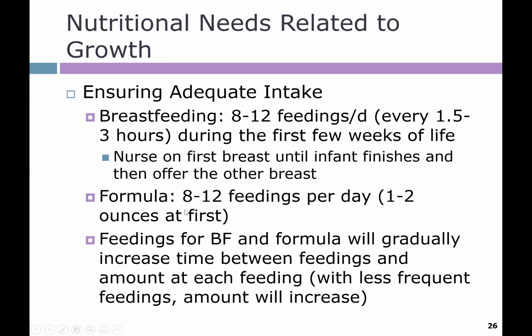Similarly, if a baby's drinking formula, 8 to 12 feedings per day in the beginning too is common, and that will be about 1 to 2 ounces at first. Then the ounces will gradually increase around 6 to 12 months. Usually babies are taking in about 4 to 6 ounces in a bottle, 4 to 6 times per day. Feedings for breastfeeding and formula do gradually increase the time in between feedings. And with that, the amount. So moms can feed less throughout the day because the babies can take it in more as their stomachs grow.